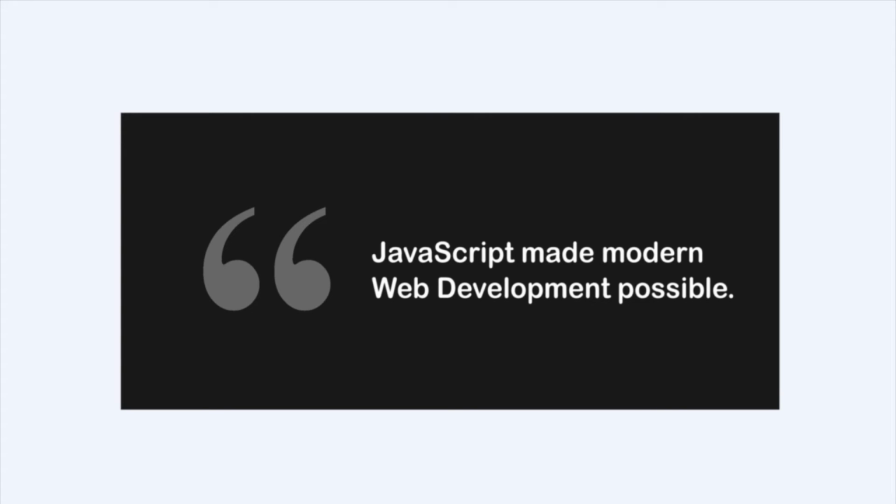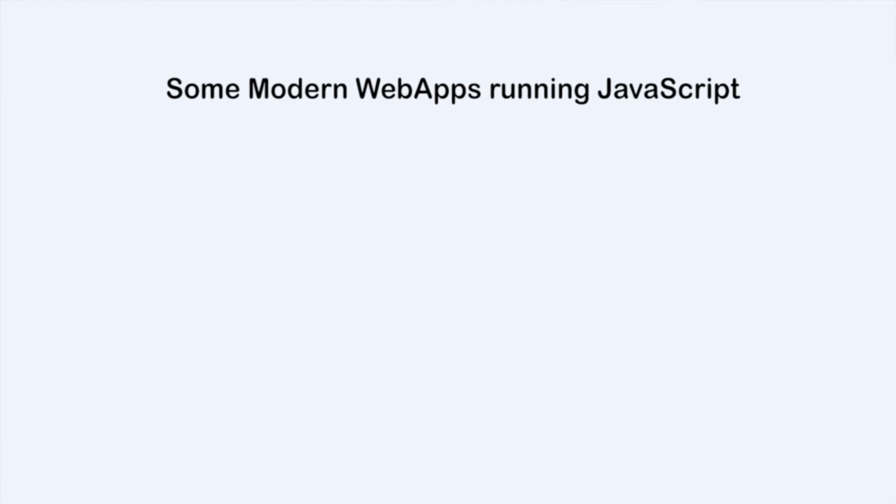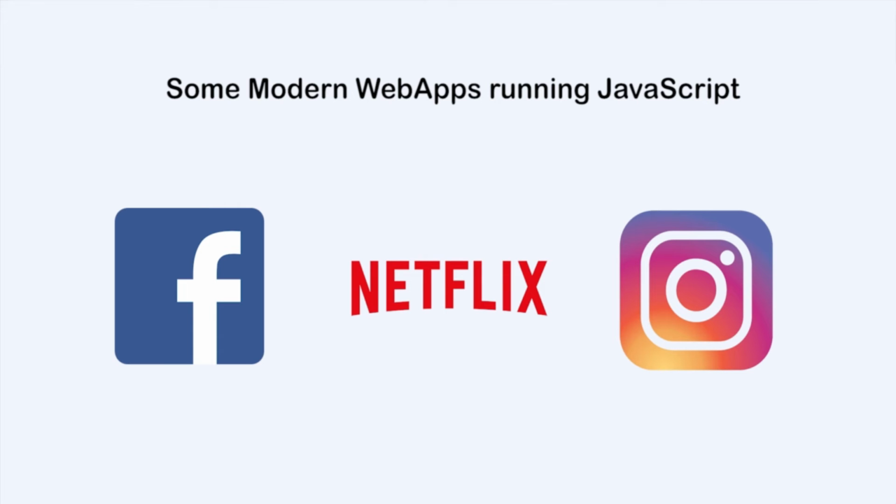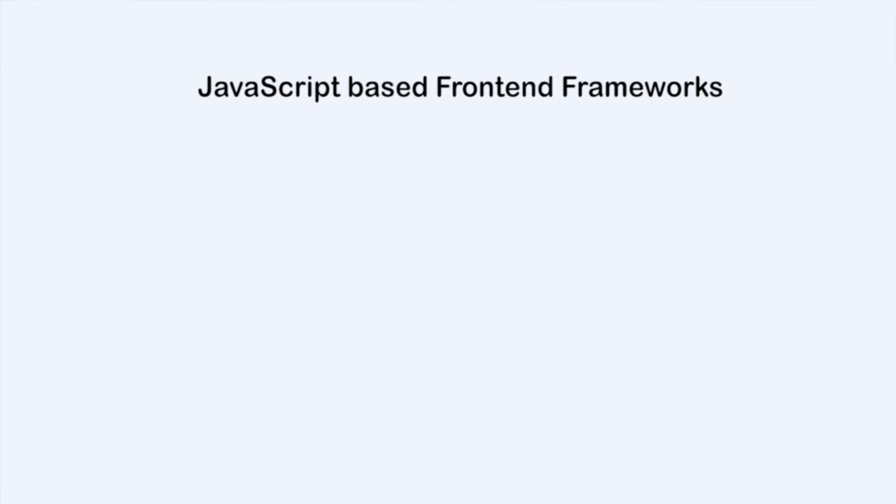Well, JavaScript is a great language to learn today because JavaScript is what made modern web development possible. As I just mentioned, it adds the dynamic effects and interactivity to these modern websites. Even the major web applications like Facebook, Netflix, Instagram are running JavaScript frameworks and libraries under the hood. The most famous modern web development frameworks and libraries are written on top of JavaScript.